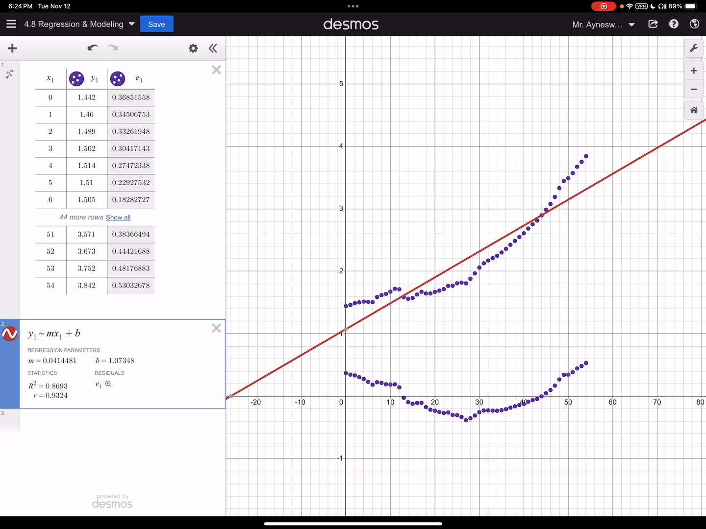All right, what in the world is a residual? Well, we'll talk about what that means too. So first of all, click save. All right, so save your data. Notice at the top of the screen it says save.